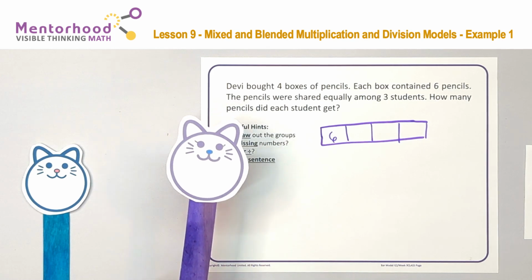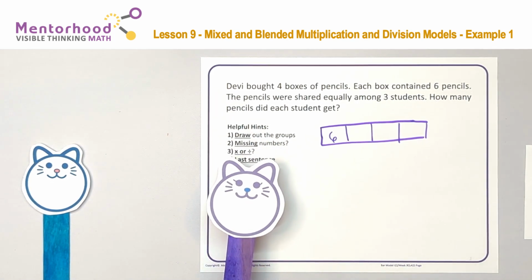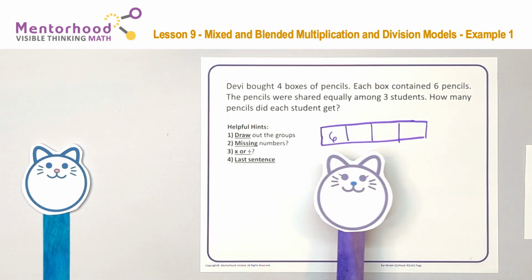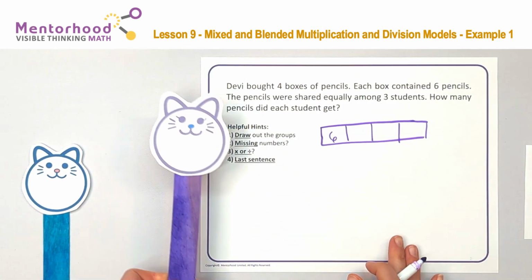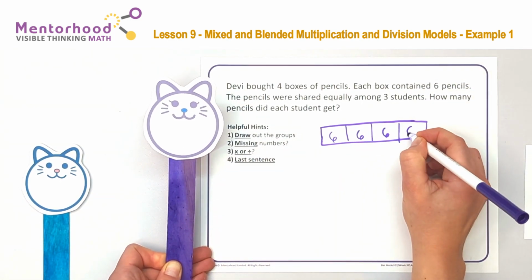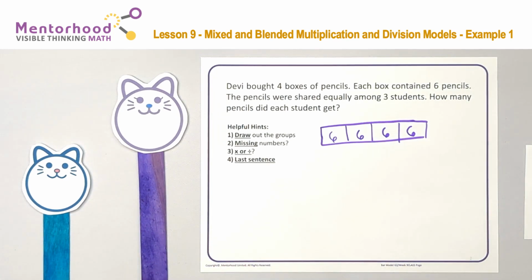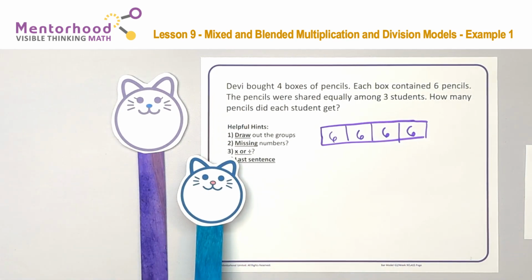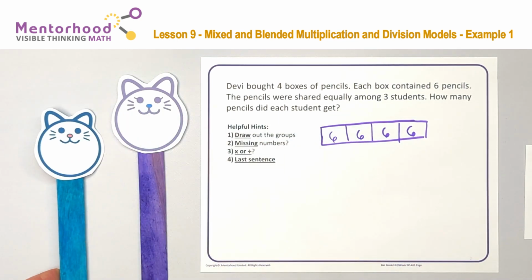Okay, so what are we missing here? Are we missing anything? Well, we don't know the total. So let's figure that out. What would be our number sentence? Matthew, if I know that there are 6 in each box, but I don't know the total, how do I figure that out? Multiplication, not division, because we're missing the total.